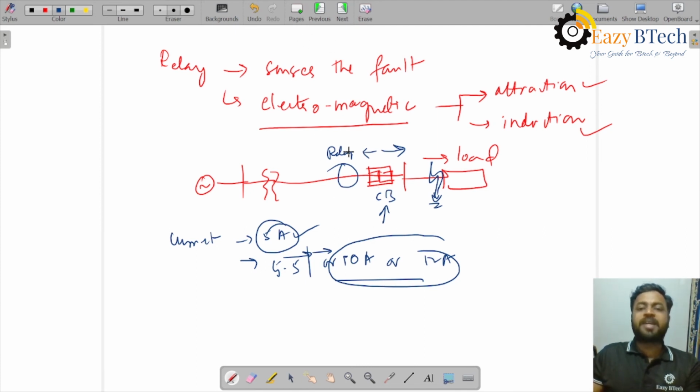Why? Because if we connect the relay directly to the system, then the rating of the relay should be equal to the rating of the system to which it is connected. It means the relay should be able to tolerate the current of the system to which it is connected. That increases the cost and size of the relay. What we actually do is step down the voltage, step down the current, and then feed it to the relay. Let me show you.